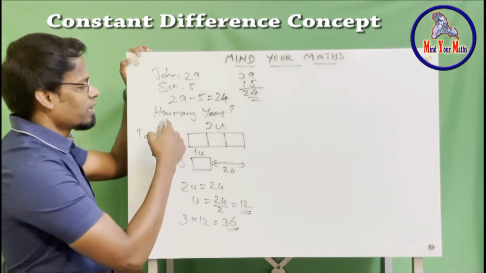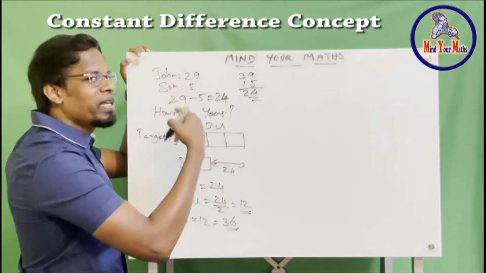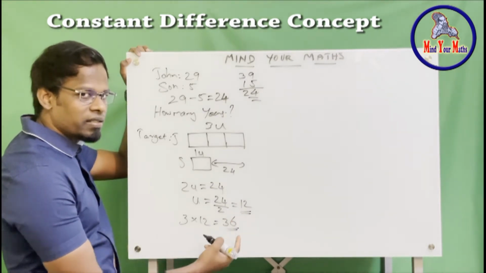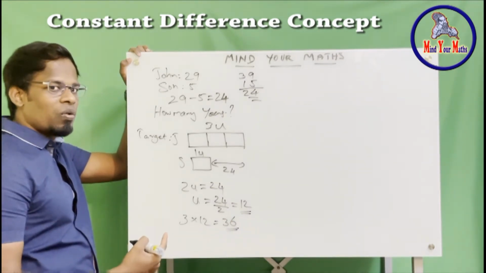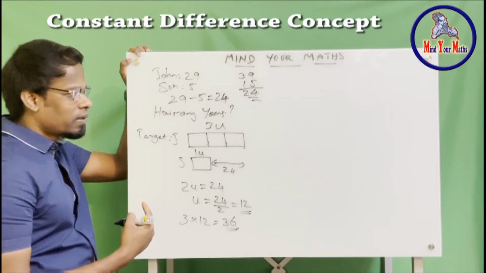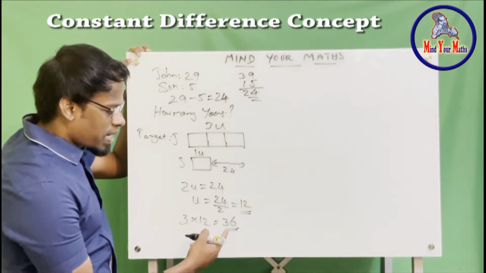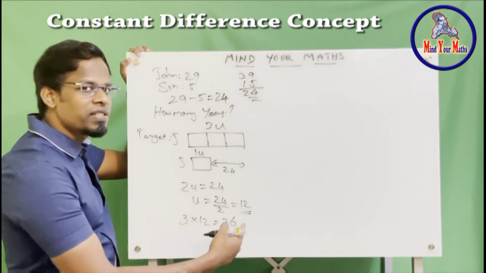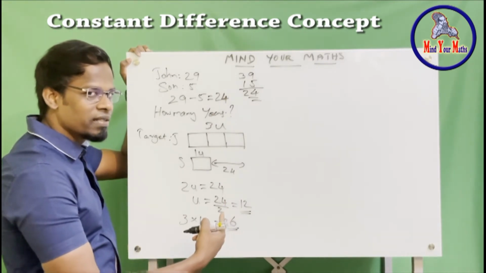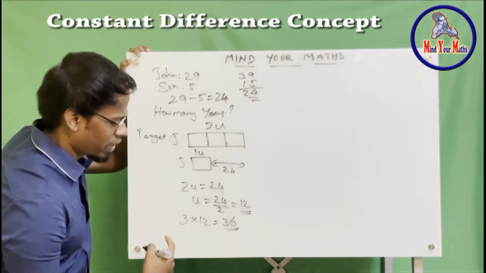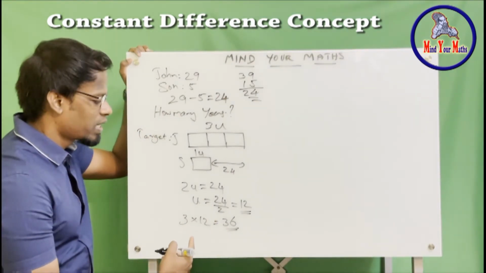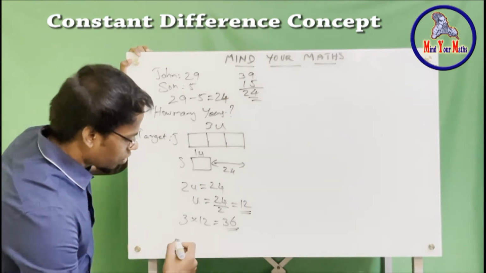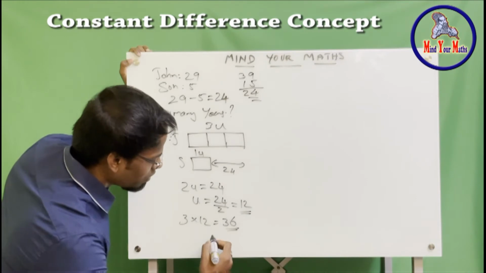Now is that what we need to find? No, we need to find in how many years they are going to reach this age. So for that, if you subtract the original age from this age, then you will find the age difference, the number of years. Let's use this 36, because it is asking about John.